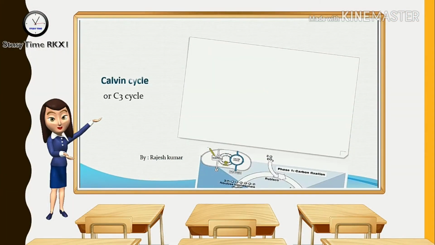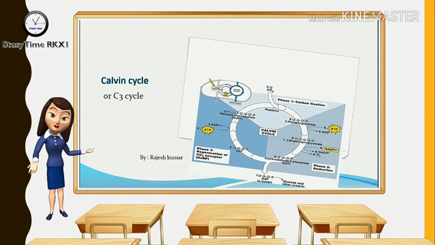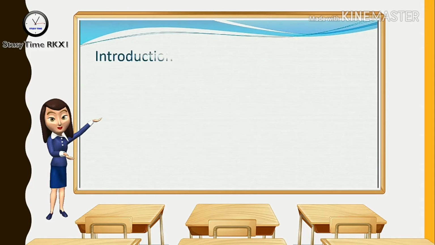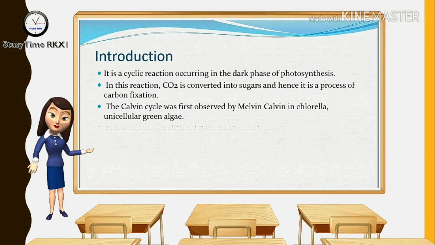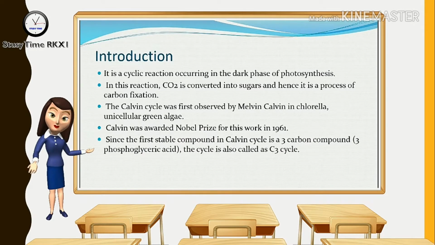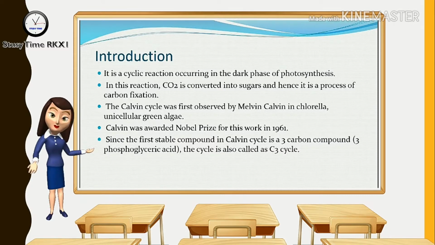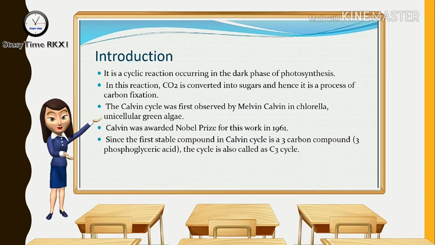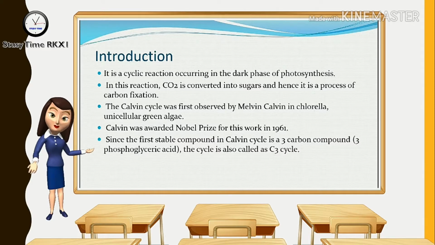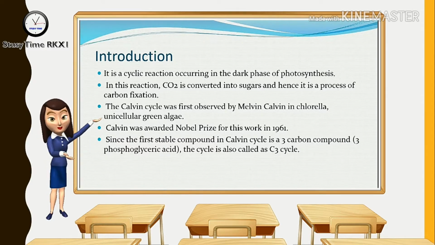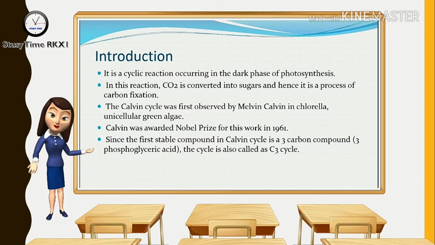Calvin cycle or C3 cycle. Introduction. It is a cyclic reaction occurring in the dark phase of photosynthesis. In this reaction, CO2 is converted into sugars and hence it is a process of carbon fixation. The Calvin cycle was first observed by Melvin Calvin in Chlorella, a unicellular green alga. Calvin was awarded the Nobel Prize for this work in 1961.